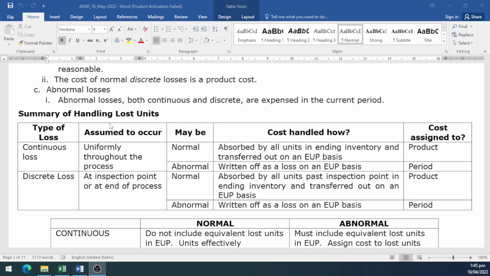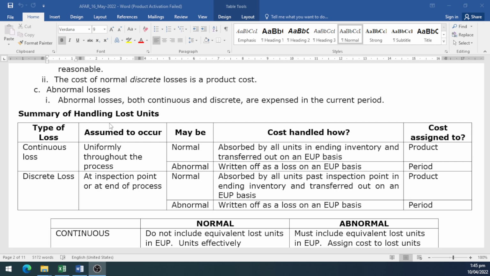So, ang magiging classification natin, normal continuous loss, abnormal continuous loss, normal discrete loss, abnormal discrete loss. Pag normal, product cost. Pag abnormal, period cost. Ang tanong, paano natin i-assign yung cost dyan? Or are we going to determine the EUP for that?